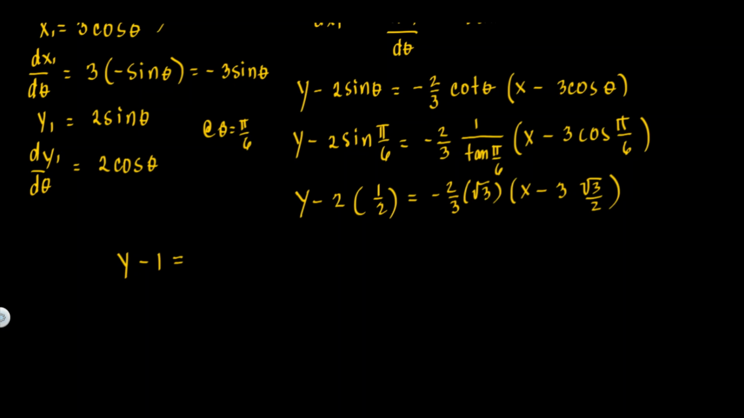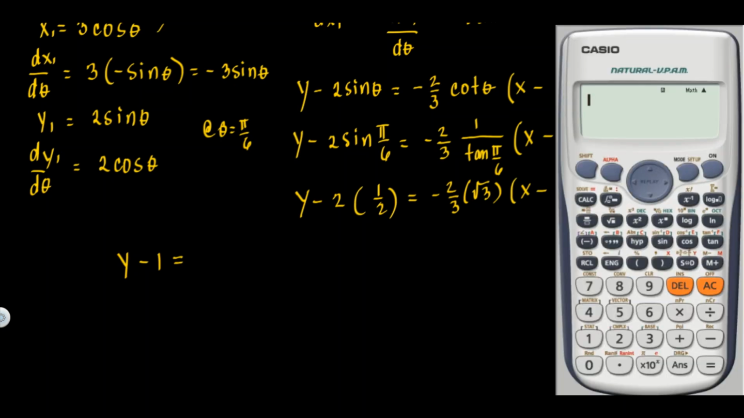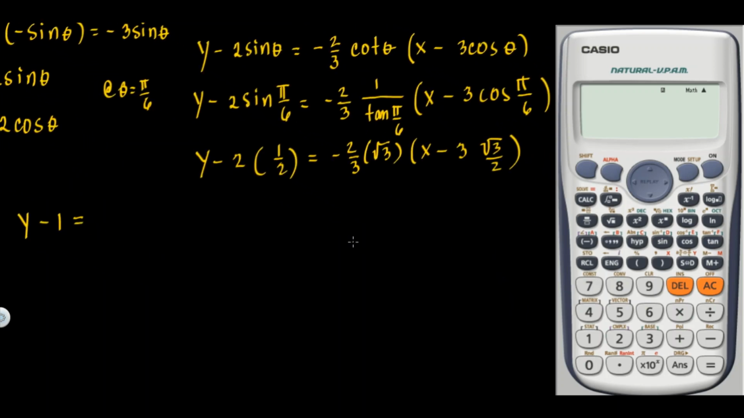Let me bring out the calculator. So we have minus 2 thirds times square root of 3. We have to be careful. Square root of 3 equals... so this is minus 1.15. Minus 1.15 times x minus 3 times square root of 3.